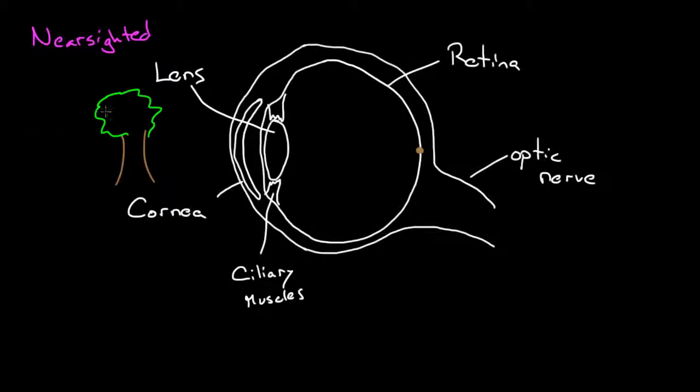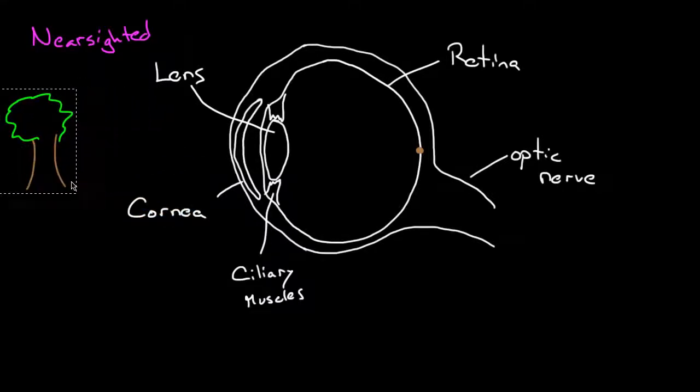So we need to take this tree, and I'm going to take it right here and move it farther away. Now the eye has trouble seeing it. And so now the eye is going to form an image, maybe up here. Well, that's not good. We need to bring this back over this way, and so we'll have to prescribe a lens.